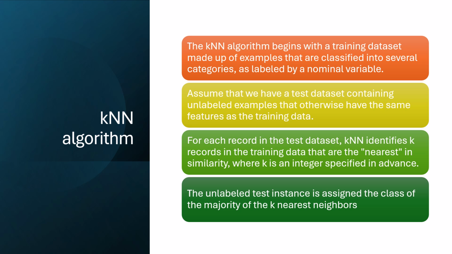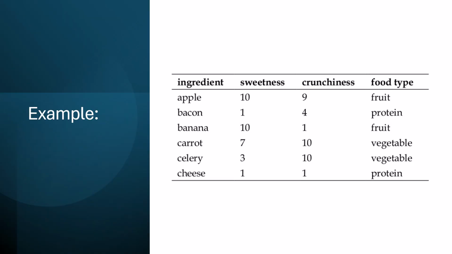The KNN algorithm begins with a training dataset made up of examples that are classified into several categories, as labeled by a nominal variable. Assume that we have a test dataset containing unlabeled examples that otherwise have the same features as the training data. For each record in the test dataset, KNN identifies k records in the training data that are the nearest in similarity, where k is an integer specified in advance. The unlabeled test instance is assigned the class of the majority of the k nearest neighbors.